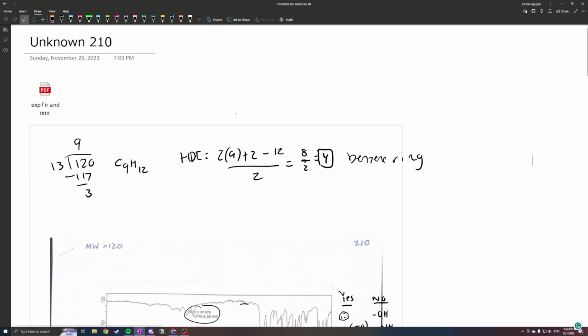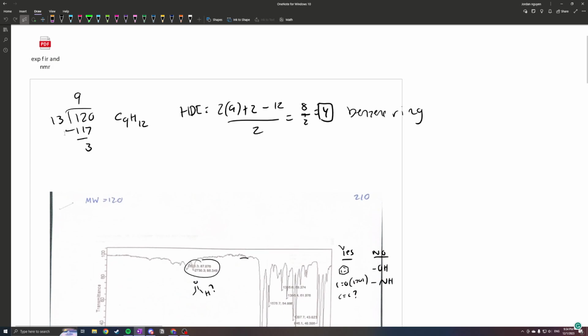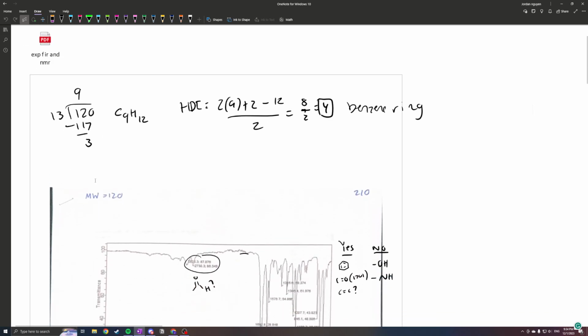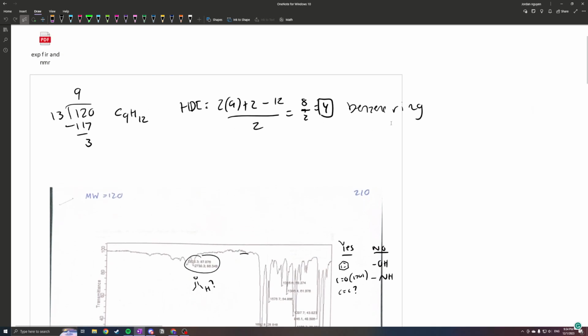So first, I solved for the molecular formula to get a base idea. I used the molecular weight given, which was 120, and then I did the rule of 13, and I got the formula C9H12. Afterwards I solved for the HDI, and I got an HDI of 4, and I know from the notes that if the HDI is 4 or greater, then there's usually an aromatic or benzene ring. So that was kind of my base.